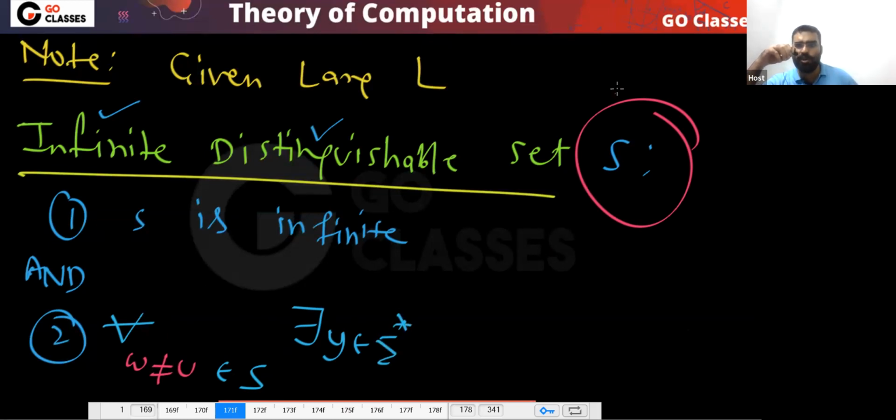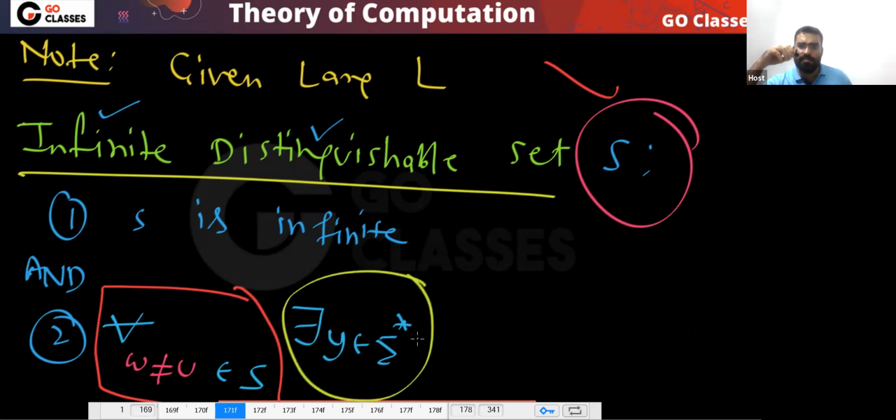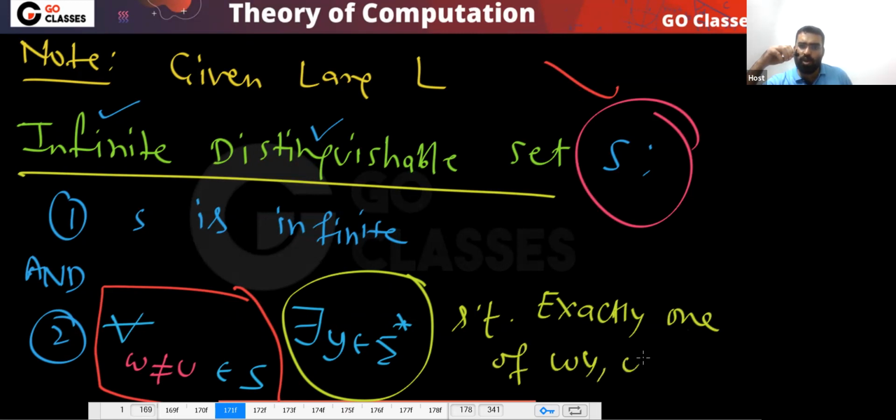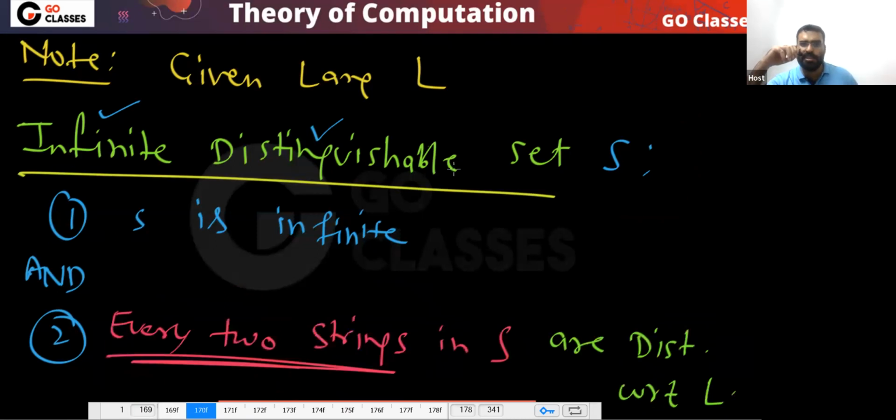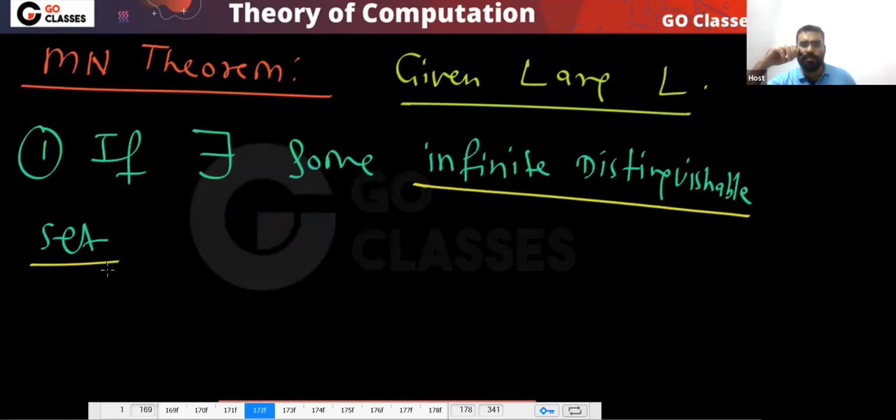Whatever two strings you take from this set, there should exist a y such that exactly one of wy, uy is in L. Exactly one of them means one of them must be in L and the other must not be in L. This is the definition of an infinite distinguishable set. Do you agree or not? The definition is clear.